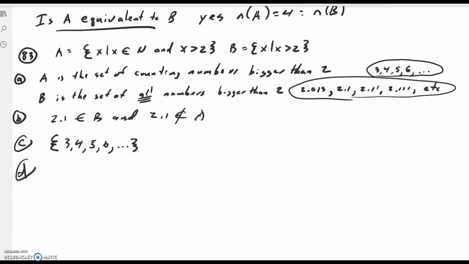Part D says, can we set this up in roster form? Can we set B up in roster form? And the answer is no. We can't. We don't want to. It would be awful to try. And it's not because there's an infinite number of numbers. It's because there's no pattern, there's no order, there's no way to use a ... that we can think of. So we're going to put no. Because even if there was, we wouldn't want to know about it.